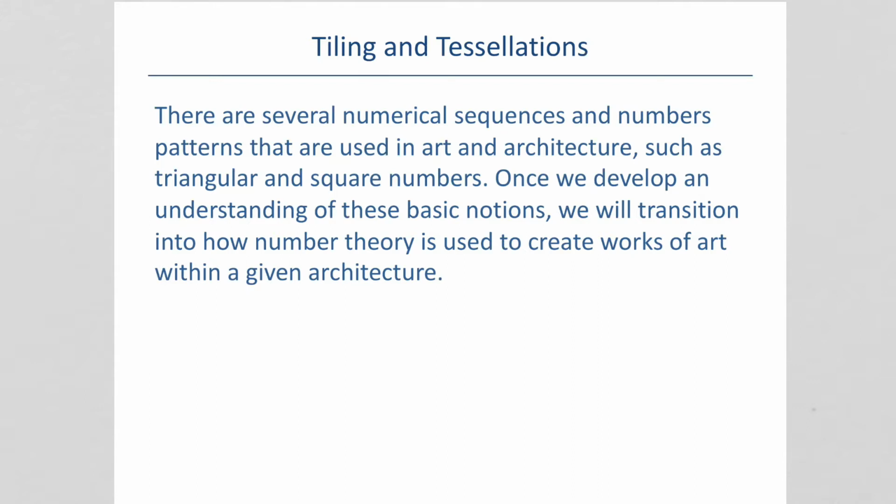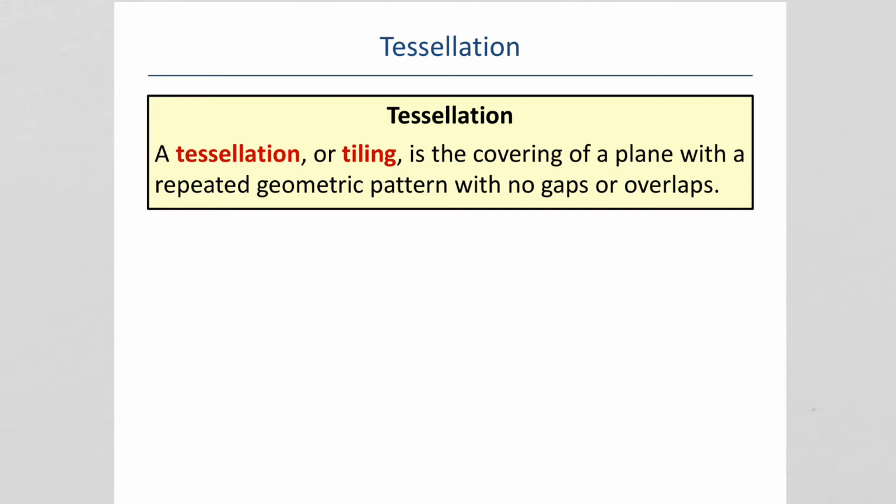There's several numerical sequences and number patterns that are used in art and architecture, such as triangular and square numbers. Once we develop an understanding of the basic notions, we'll transition into how number theory is used to create works of art within a given architecture. A tessellation, or tiling, is the covering of a plane with a repeated geometric pattern with no gaps or overlaps.